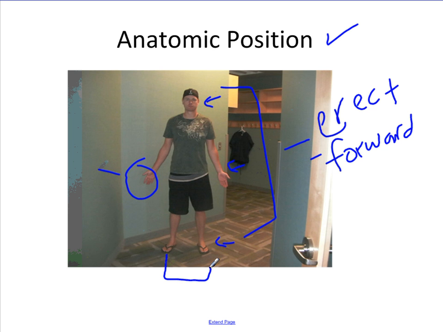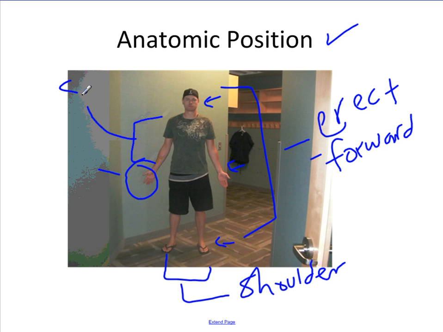The feet are about shoulder width apart. And notice how the arms are at the sides. That is anatomic position: standing erect, everything facing forward, feet and the palms of the hands included, the arms at the sides and feet about shoulder width apart. This is your frame of reference for using these terms.